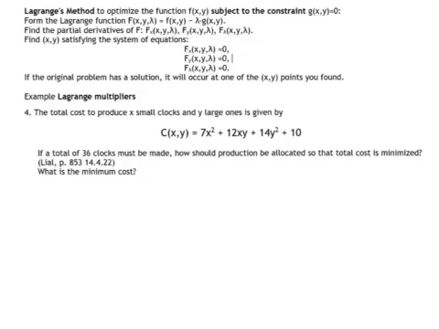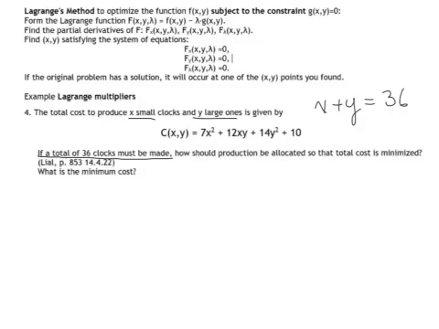So this is a very important statement. If a total of 36 clocks must be made, and we have x small clocks and y large ones, we know that we have a constraint of x plus y must equal 36. So we're going to put that there right away.